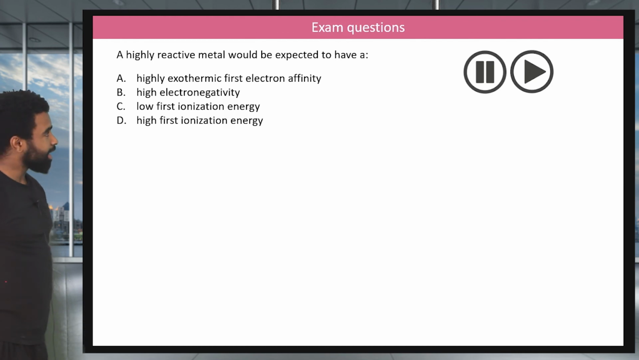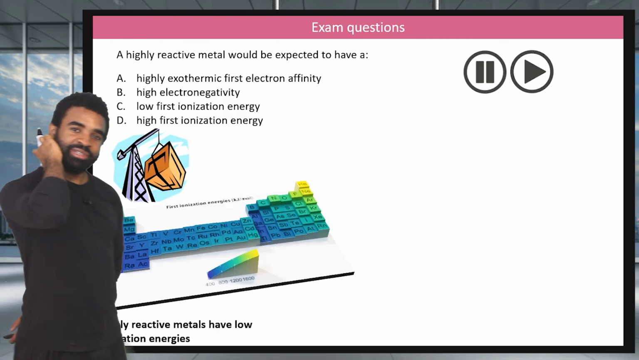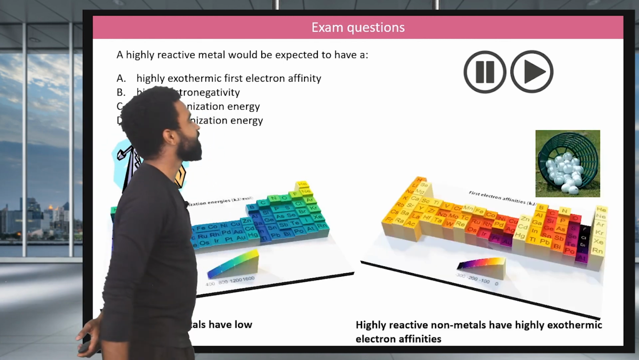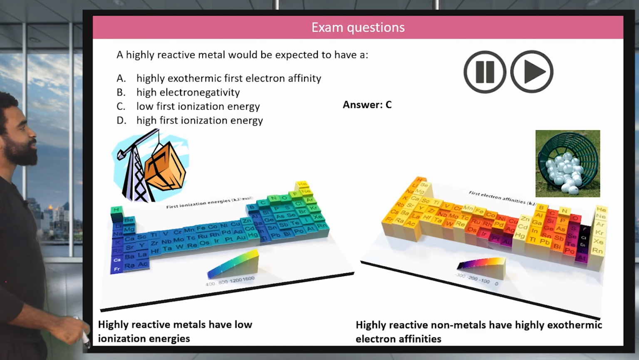Here is, I think, the last question. A highly reactive metal would be expected to have a... pause the video, read through the options. In 2 seconds, I show you a clue. In 2 seconds, I will reveal another clue. Finally, I reveal the answer in 2 seconds. There's your answer.